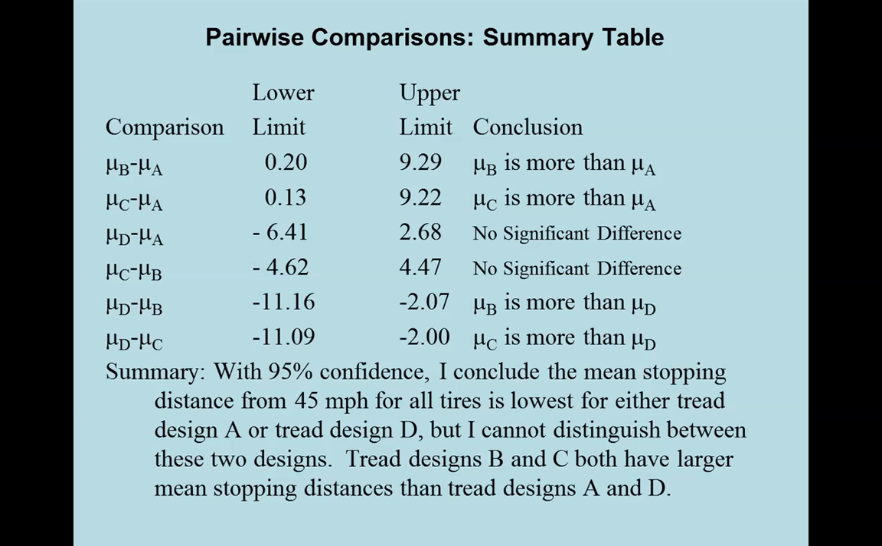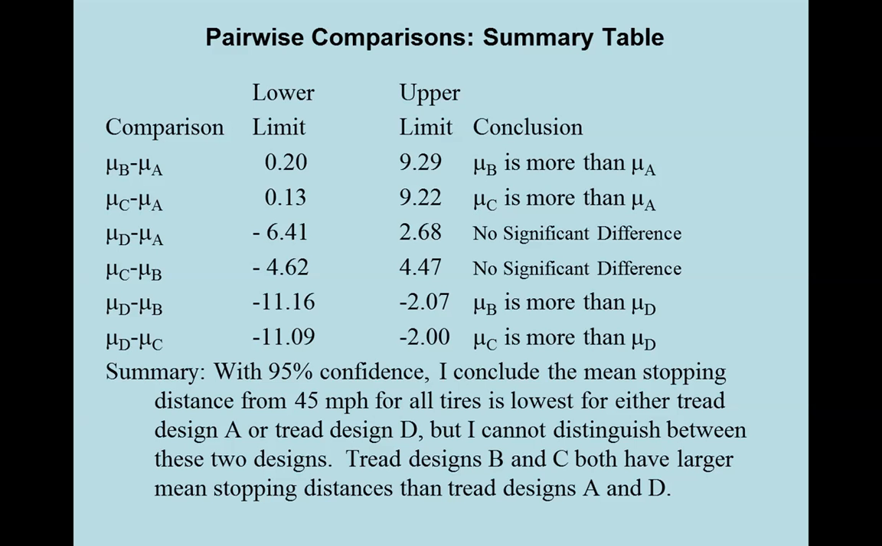So with 95% confidence, I can conclude the mean stopping distance from 45 miles per hour for all tires is lowest for either tread design A or tread design D, but I can't really distinguish between those two designs. But I know that A and D are better than B and C. Tread designs B and C both have larger mean stopping distances than tread designs A and D, so I know I can eliminate B and C. So what I would do is further testing for designs A and D in this case.